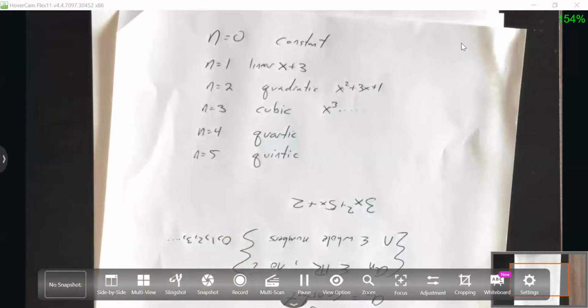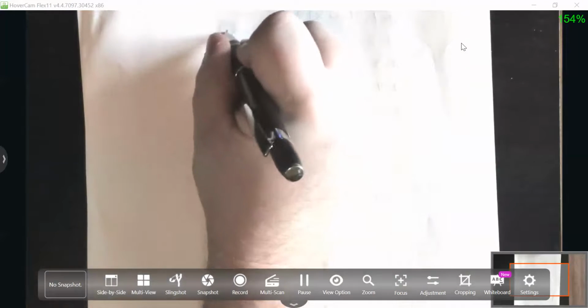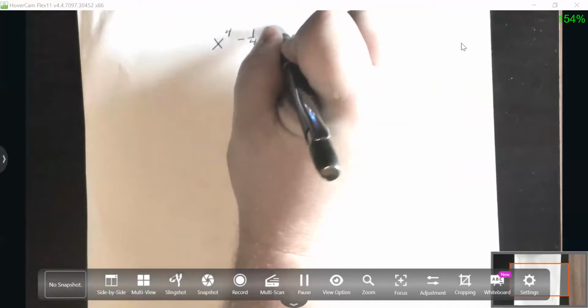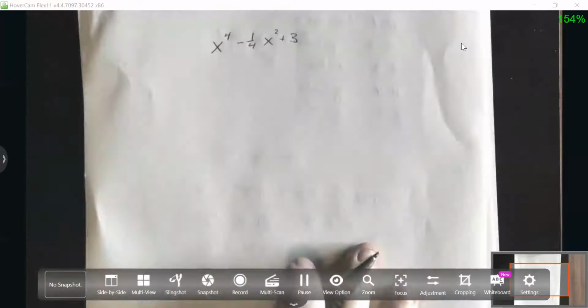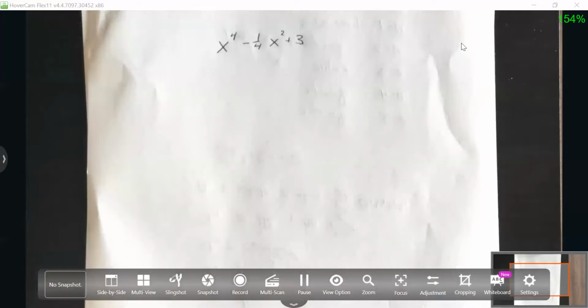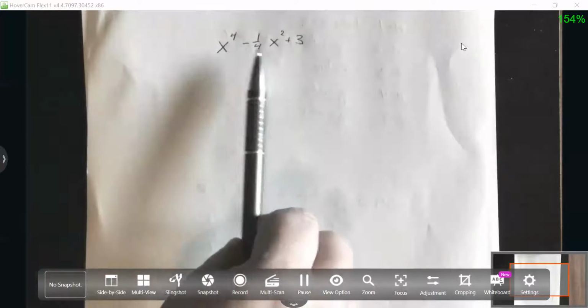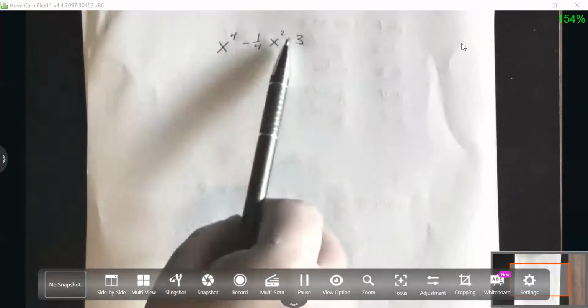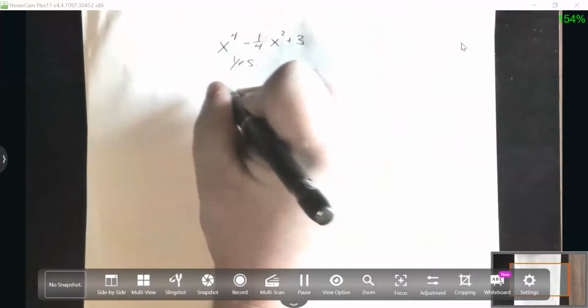So now that we have some real basic information about polynomials, we can look and identify things. So let's say, for example, that we had x to the 4th minus 1/4 x squared plus 3. So first step, is it a polynomial? To check polynomials, we look at the coefficients. All those are real numbers, check. We look at the powers. All the powers are whole numbers. So yes, it is a polynomial.